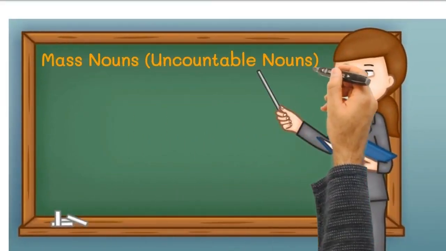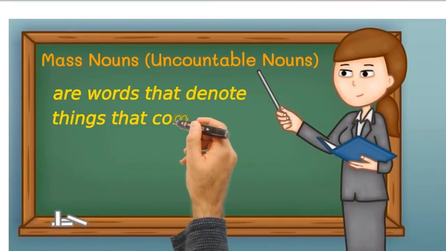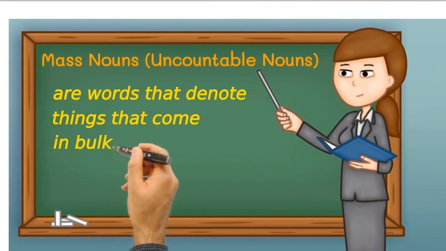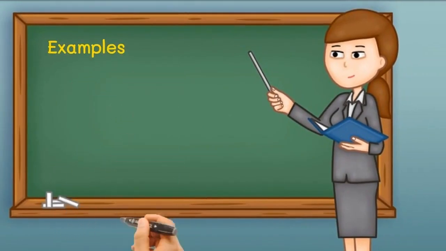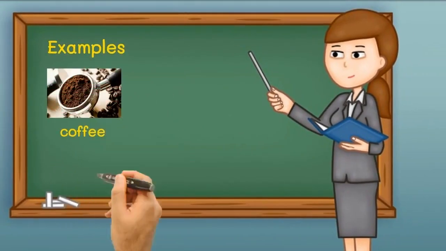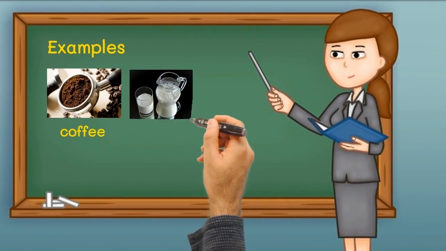Mass nouns or uncountable nouns are words that denote things that come in bulk and cannot be counted. Some examples of mass nouns are coffee, milk, and juice.